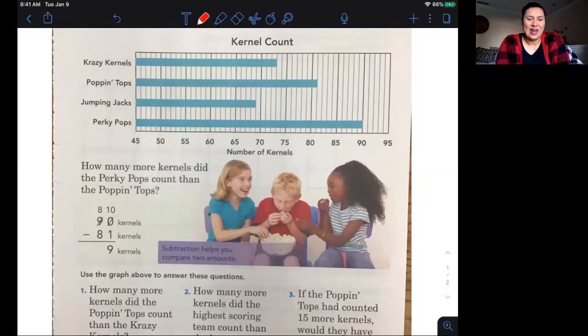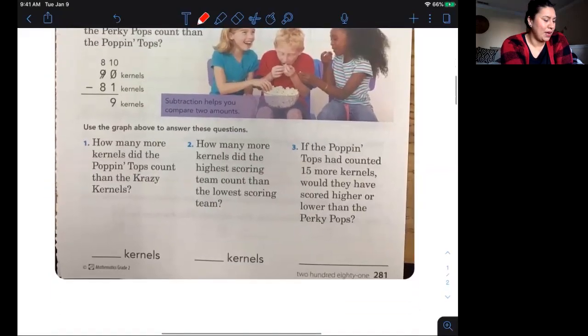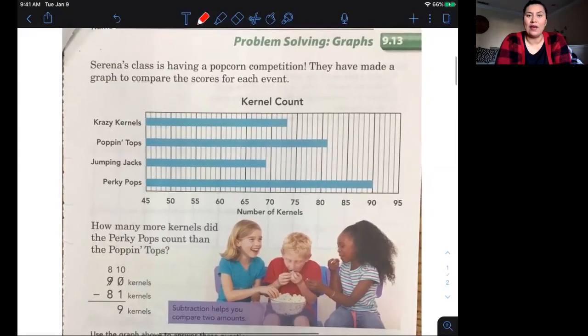Alright, friends, we're on our math paper. You should have 9.13 out, which is page 281. Today we're talking about problem solving graphs. And we're talking about Serena's class.